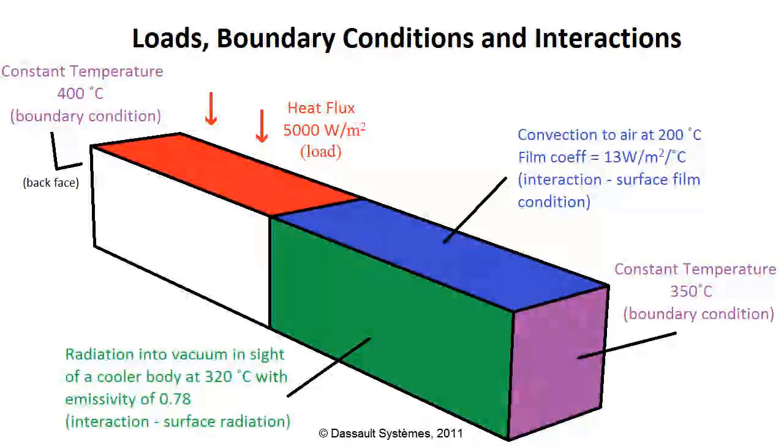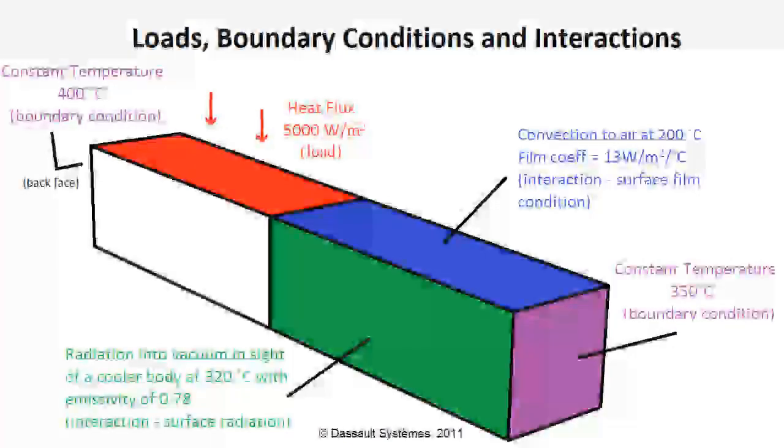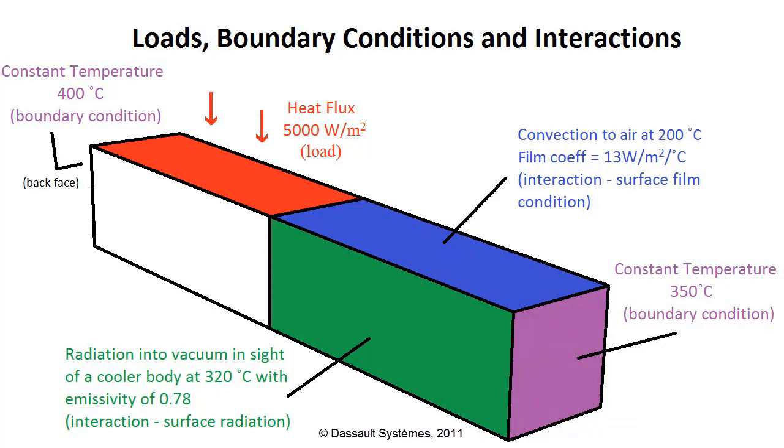The setup consists of a copper block with its two ends held at fixed temperatures of 400 degrees Celsius and 350 degrees Celsius. One half of the top surface is exposed to a heat flux of 5,000 watts per meter squared, which will raise the temperature of the block.